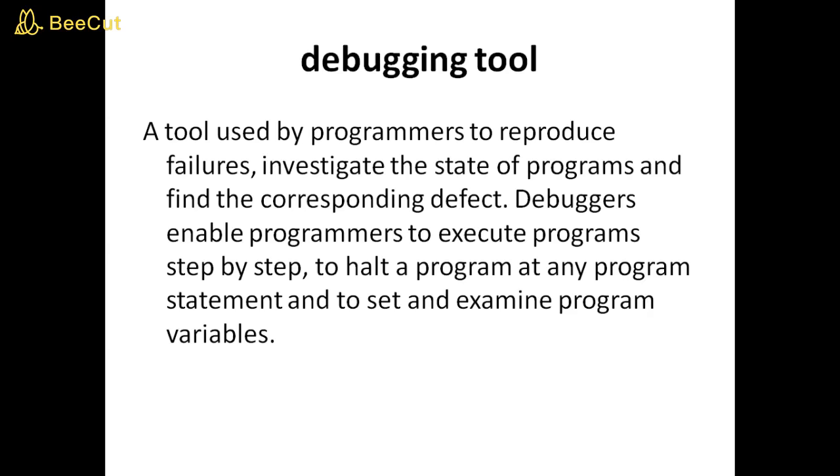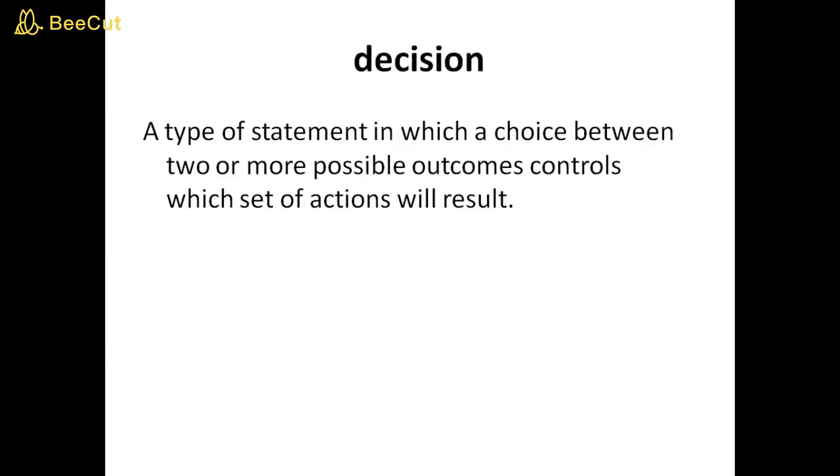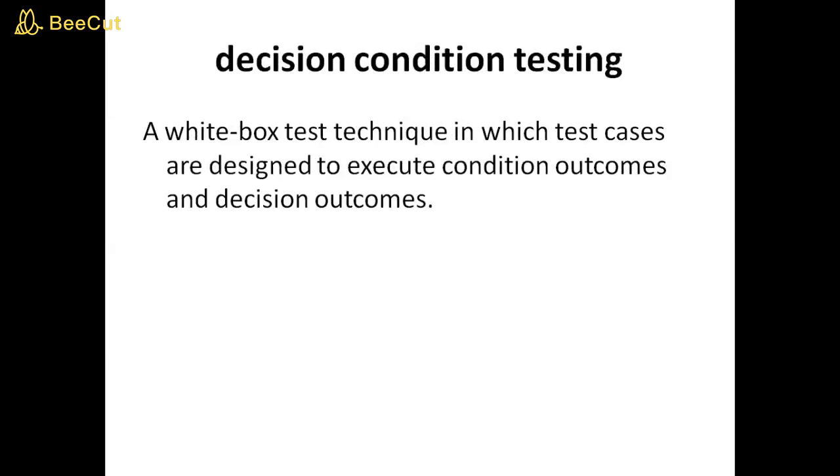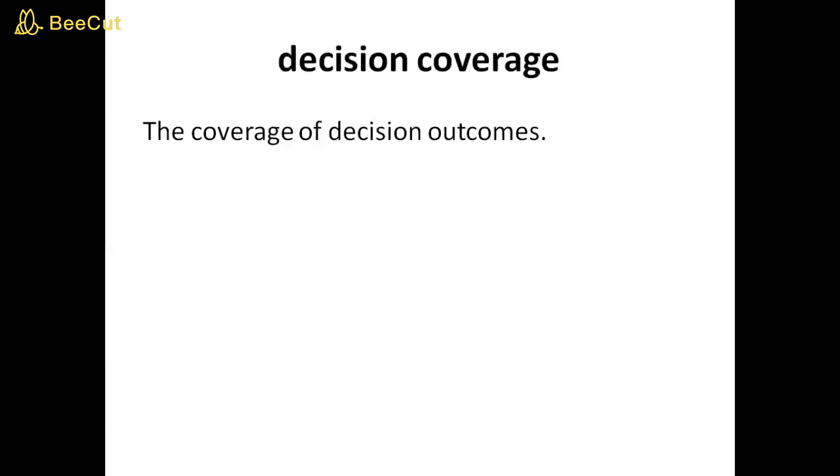Debuggers enable programmers to execute programs step by step, to halt a program at any program statement and to set and examine program variables. Decision. The type of statement in which a choice between two or more possible outcomes controls which set of actions will result. Decision condition testing. A white box test technique in which test cases are designed to execute condition outcomes and decision outcomes. Decision coverage. The coverage of decision outcomes.